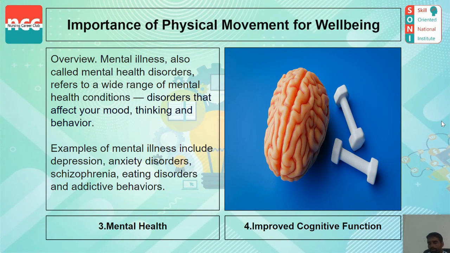So we should be in a good state of mind, and we should always be positive in our daily activities. Examples of mental illness include depression, anxiety disorders, schizophrenia, eating disorders, and addictive behaviors. There are many examples of mental illness.